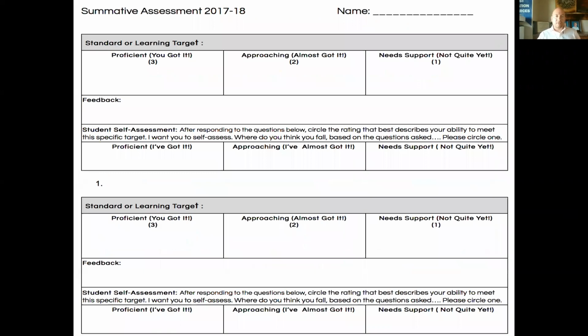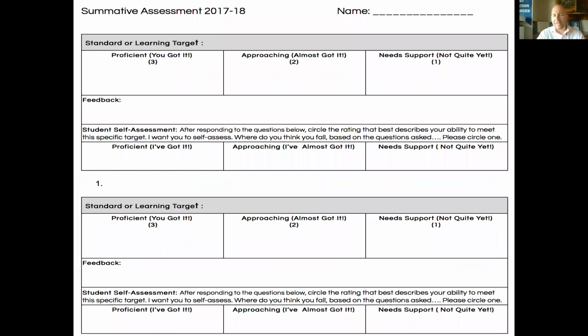So this is an assessment template. At the end of the webinar, you'll have my contact information. Feel free to reach out and I can give you a copy of this and you can start to plug it in. But ultimately, you insert the standard. In our case, you insert the learning target. And then you start to generate questions based on what evidence you need.